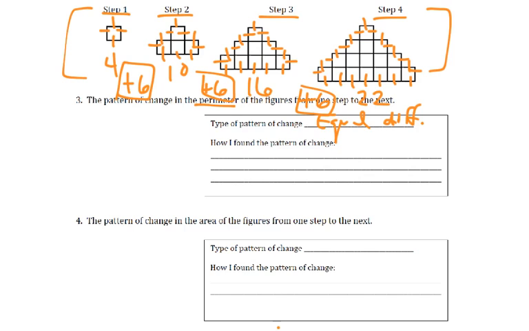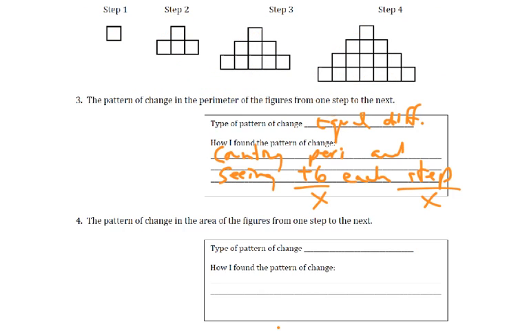So how did we find the pattern of change? Counting perimeter and seeing plus 6 each step. That equal interval, equal difference over equal interval. Okay. So there's 3. So now I'm going to erase a bit. And now we're going to look at 4, the pattern of change of the area of the figures.